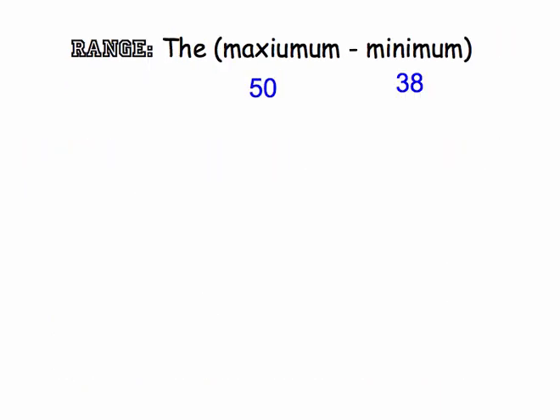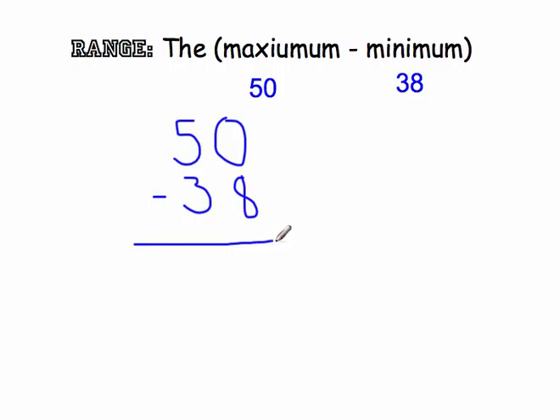We are now going to find the range. The range is the maximum, which in our set of data was 50, minus the minimum, which was 38. 50 minus 38 is 12. The range in this set of data is 12.